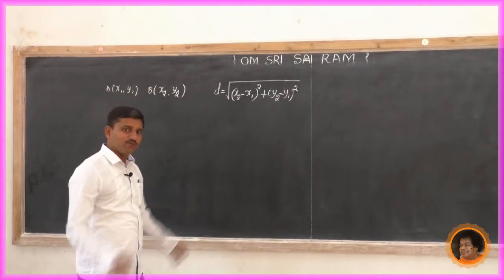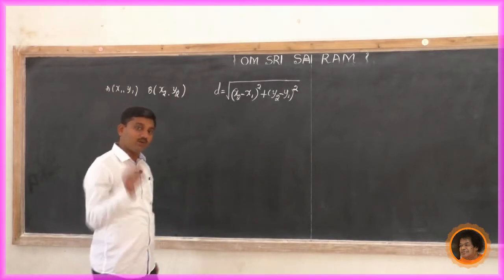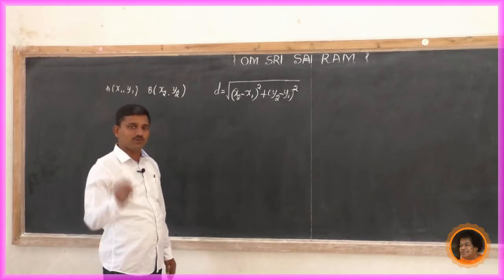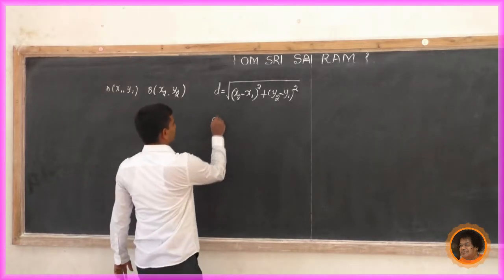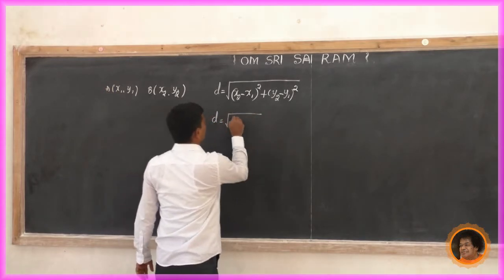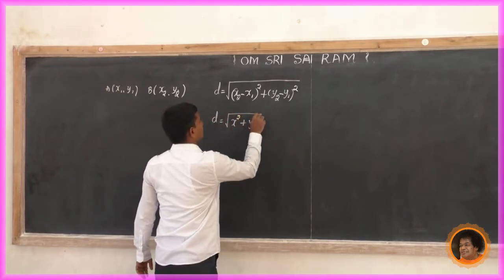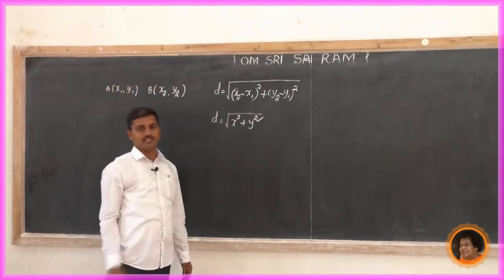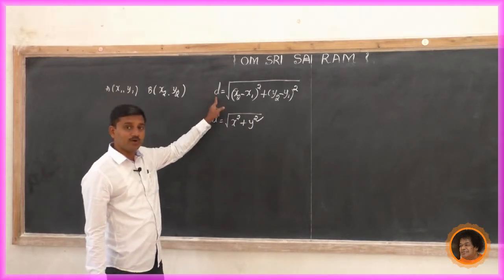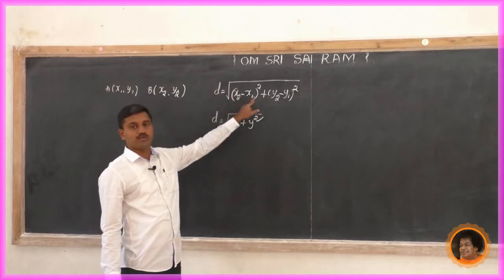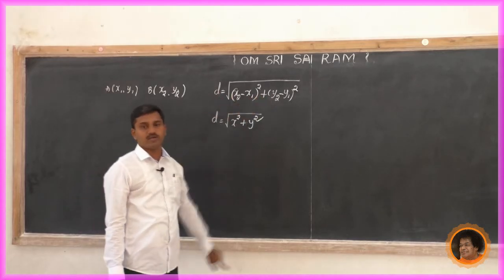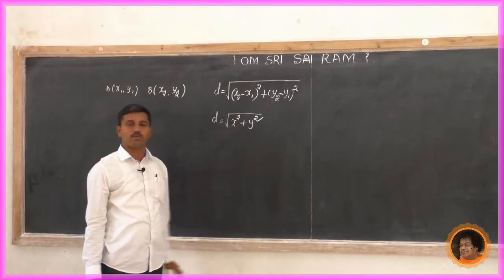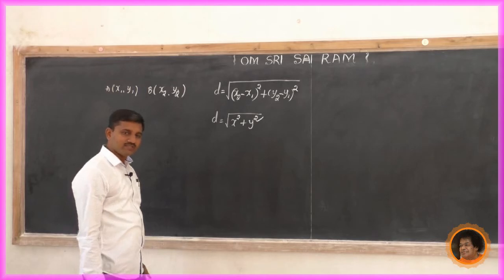Next, from the origin, what is the distance? If any point x comma y is on the Cartesian system, from the origin, d equals the square root of x square plus y square. So this is the formula to find the distance from the origin. So distance between any two points, d equals the square root of x2 minus x1 whole square plus y2 minus y1 whole square. From the origin, d equals the square root of x square plus y square. And the next one is the section formula.